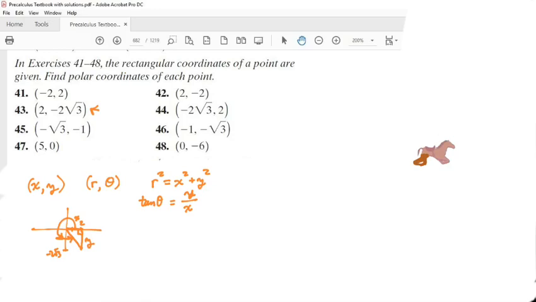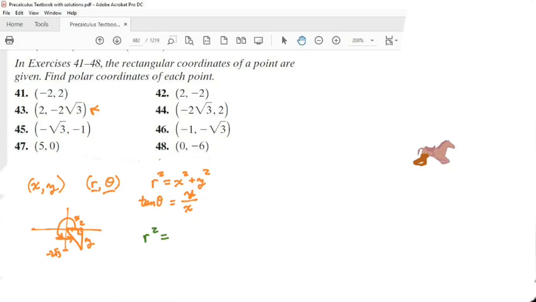So we have our two equations that relate x and y to radius and theta. Now we just got to plug stuff in. Yeah, you just got to plug stuff in. Okay, so r squared. What is r going to be? Well, what is 2 squared? That's going to be 4.